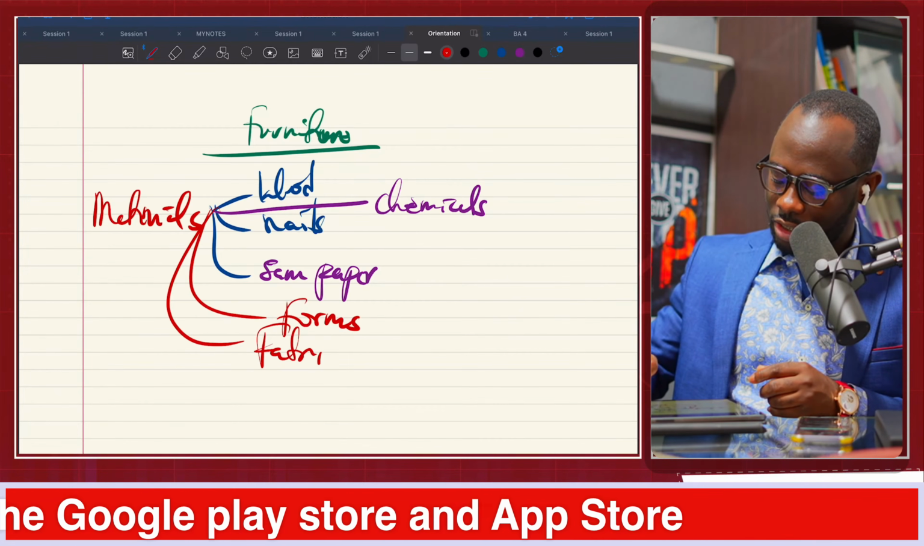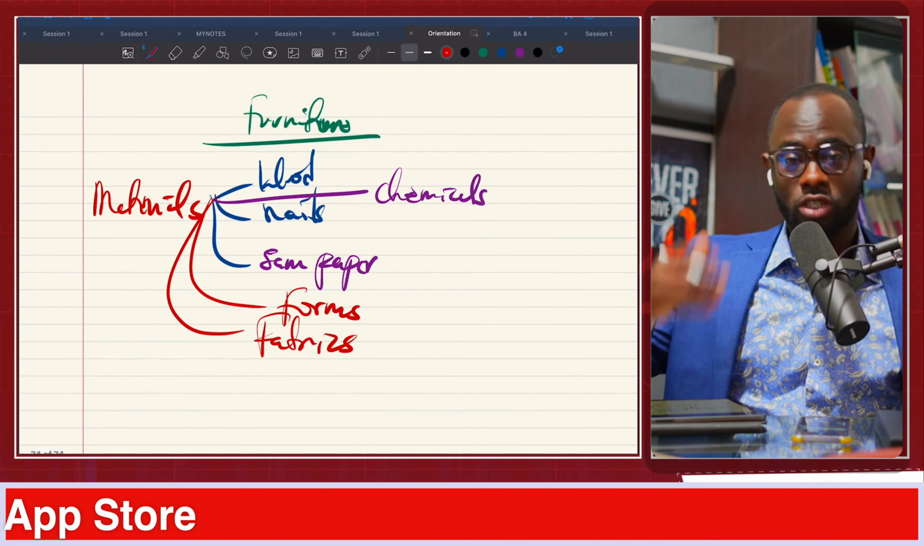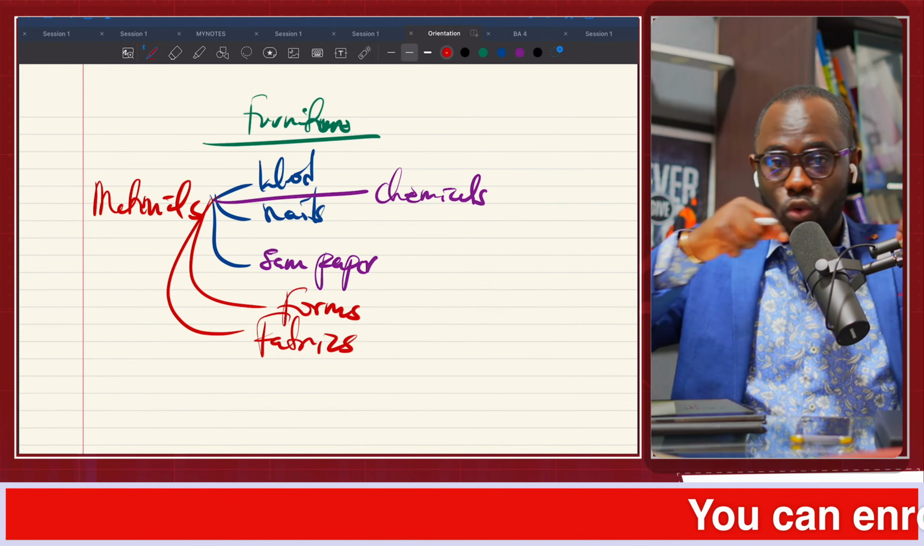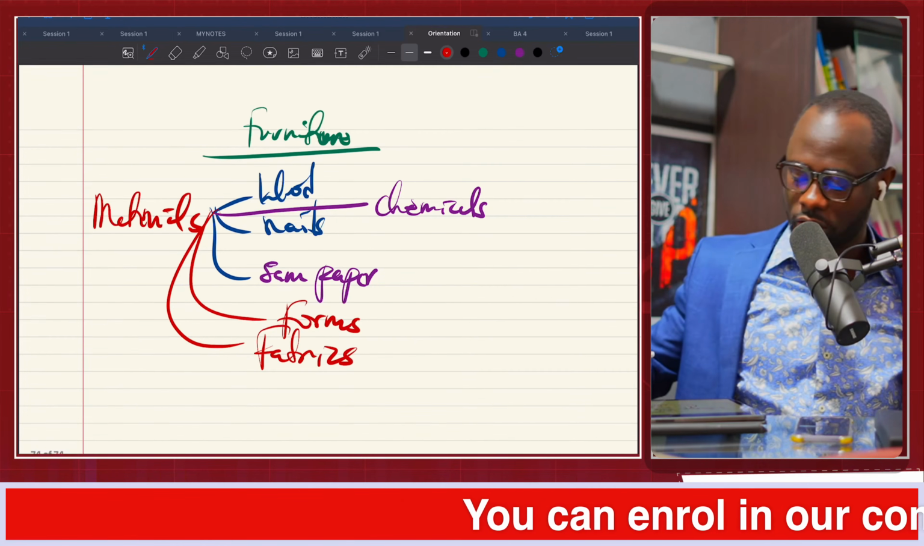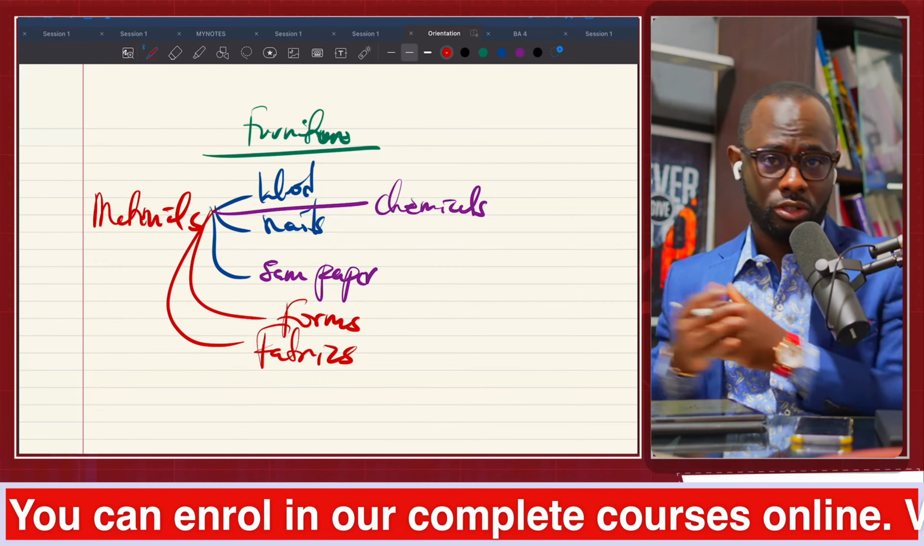Let me put it that way. Some fabrics, which is for the covering of the chair, which is going to cover the foam, and then it will cover the frame of the wood, which becomes the furniture. All right. So all of these are materials.